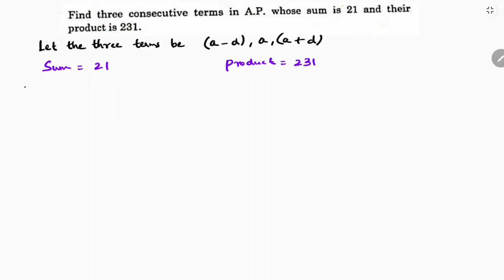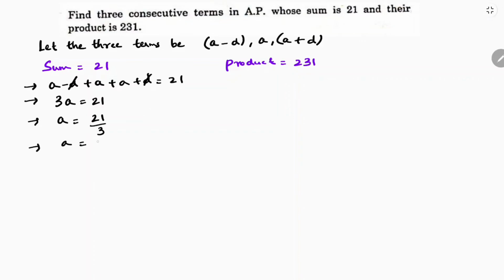So the sum is 21, so if I add a minus d plus a plus d, the sum is 21. Here plus d and minus d cancel. 3a equals 21, a equals 21 upon 3. So a equals 7. The value of a is 7.